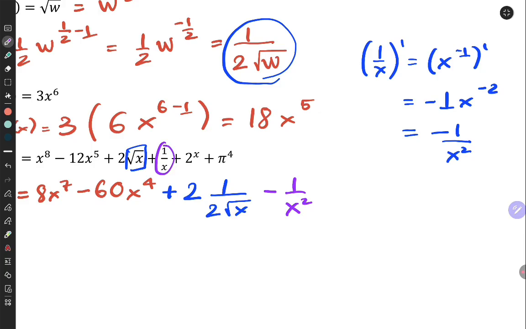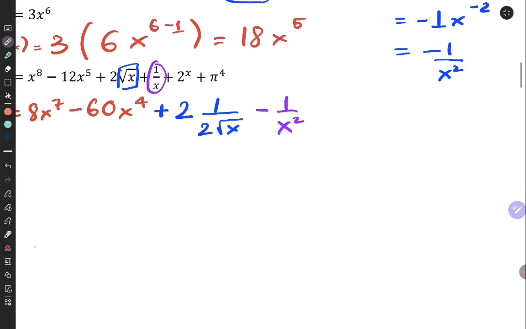The last two are tricky. I put them in there intentionally so you can see the difference. What do you think about 2 to the power x? That's one option. 2x to the power x minus 1, that is another option. Just to let you know, nothing personal, but all of them are wrong, because you haven't learned it yet. The power rule applies for power functions only, for polynomial functions only.